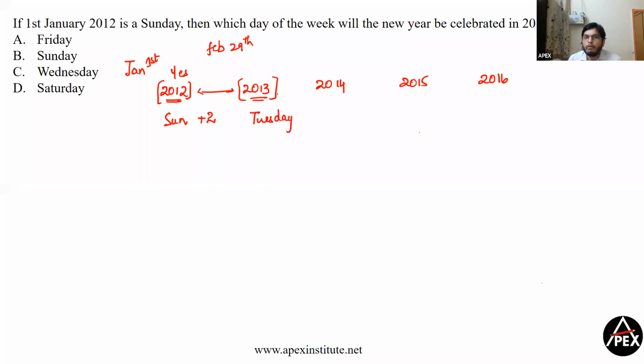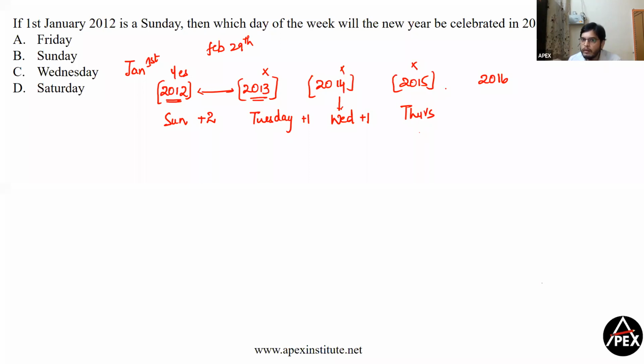Now 2013, is this a leap year? No. 2014, leap year? No. So it will have only 1 odd day. So this will be Wednesday. Same, 2014 is not a leap year, 2015 is not a leap year. So you will be having only 1 odd day. So Thursday.